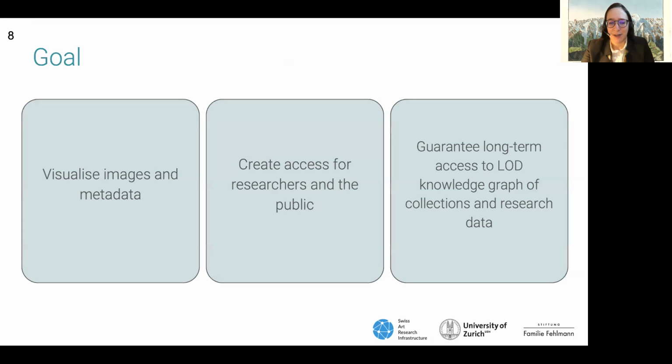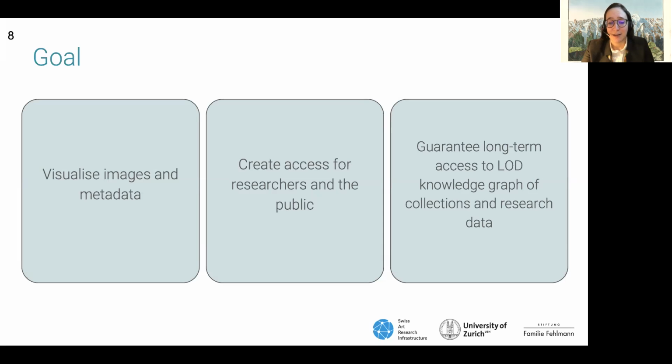So, what does our project do with these images? We have 3 main goals for the research platform that we are currently developing. Firstly, we want to visualize not just the images, but also the metadata that comes with them, and the links that connect these pieces of information. And we want to do this in an engaging way.